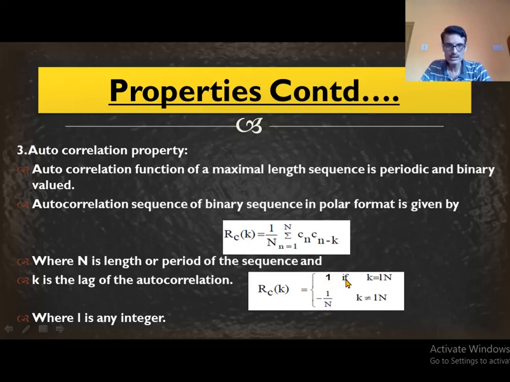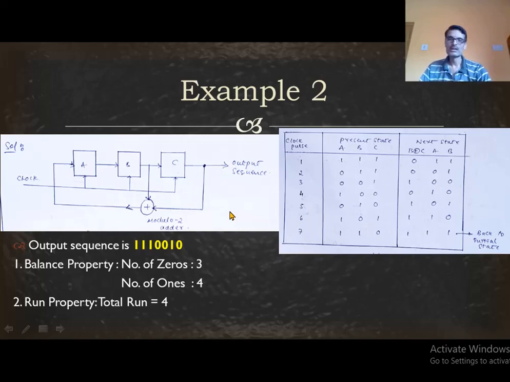It is equal to 1 if k equals i times N, where i is an integer and N is the periodic length. I usually take it as 1, and if I tell you exactly, for k equal to 0, it is equal to 1, and for k not equal to 0, it is minus 1 by N. Those are the autocorrelation values. Fine. Now I'll take one more example, and I'll explain all the properties. Now just see this example.